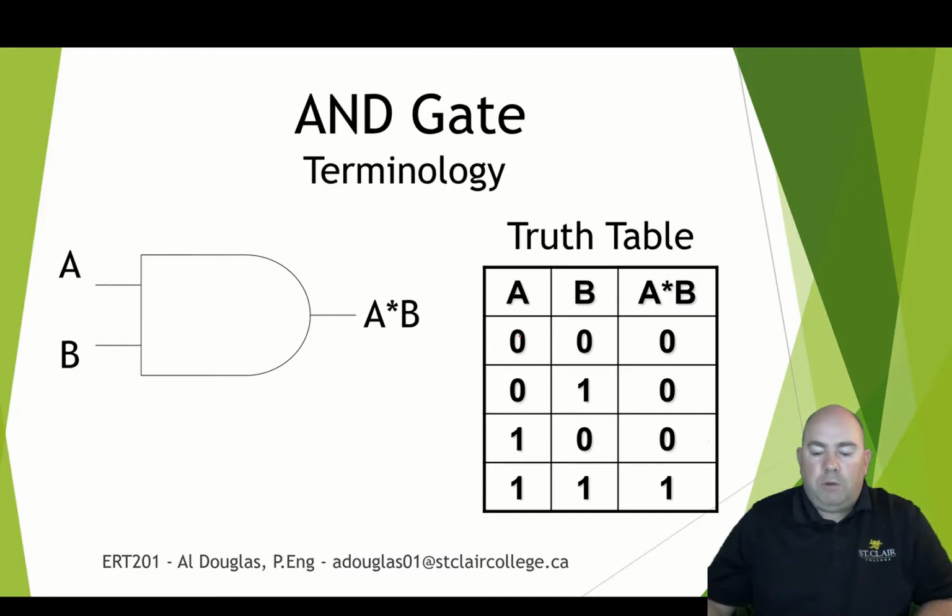If A is zero and B is zero, this will generate zero as an output. Basically if we have zero and zero here, this will combine together to give you a zero. And this operator here is the Boolean algebra sign for AND.